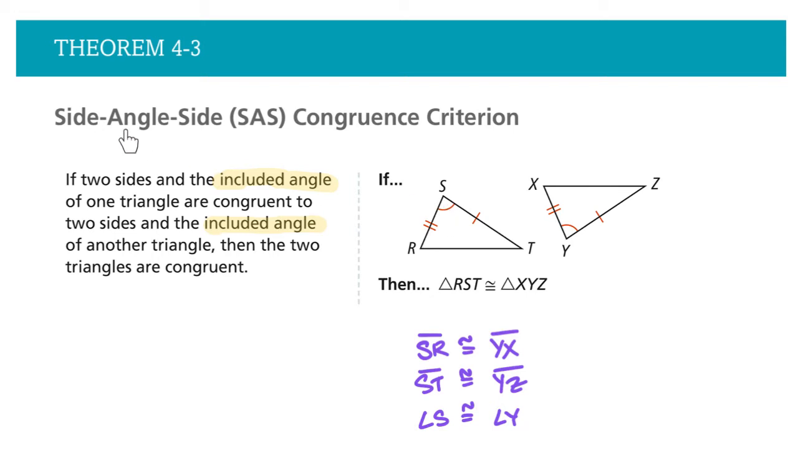And so that's called the side angle side congruence criterion. If I have two sides and the angle that they make on one triangle congruent to two sides and the angle that they make on another triangle, then that's enough to say that the two triangles have to be congruent.